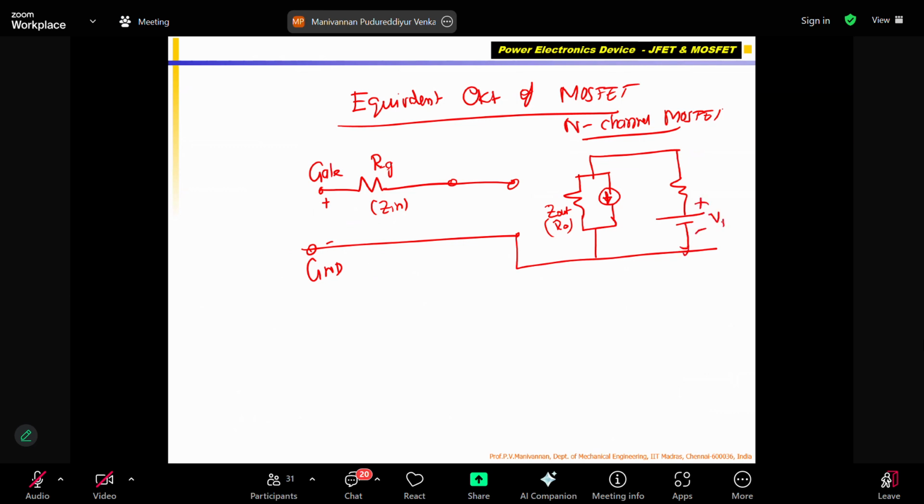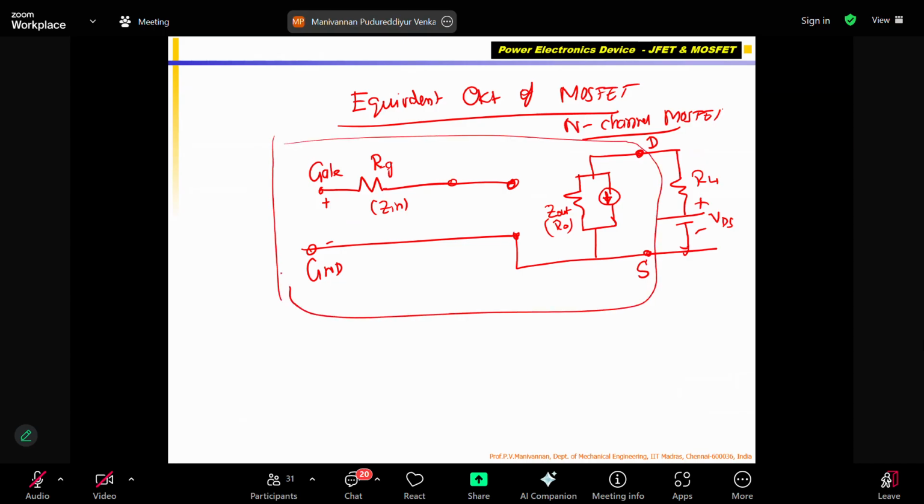Plus and minus, this is my external power supply. This is my load resistor. So this is my drain terminal. This is my source terminal. Okay, please see here, this part is called the equivalent circuit of a MOSFET.